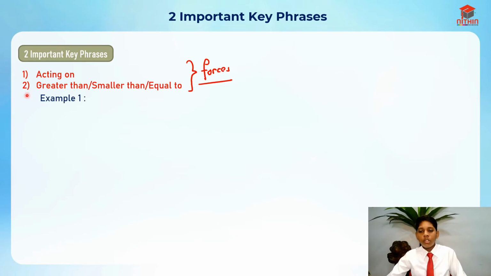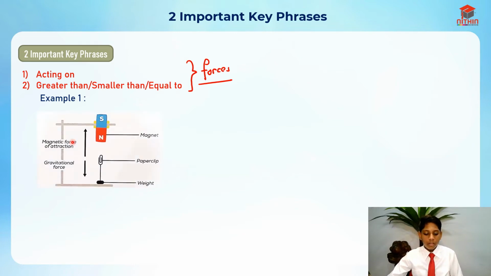Next let me show you an example on how to use these 2 phrases. Okay, so we have a question over here. So magnetic force of attraction, gravitational force. So basically we need to explain this. Okay, so the magnet is actually pulling the paperclip up, but the gravitational force is pulling it down at the same time. But the magnetic force acting on is actually greater than the gravitational force acting on the paperclip, and thus the paperclip actually gets attracted to the magnet, but there's still space below.